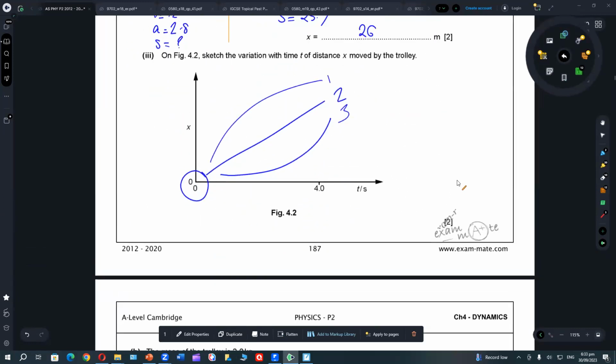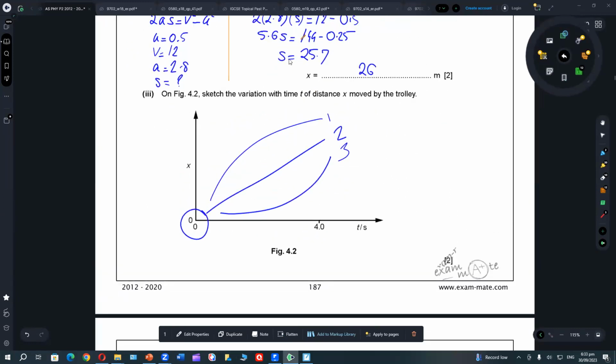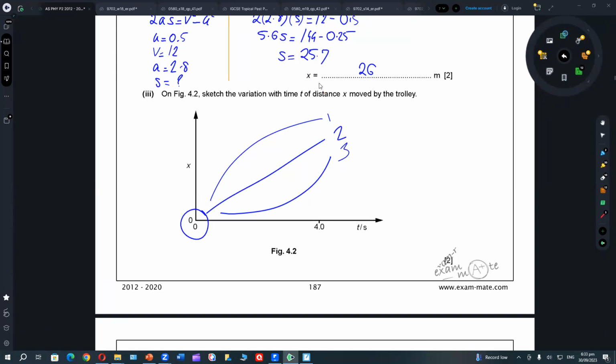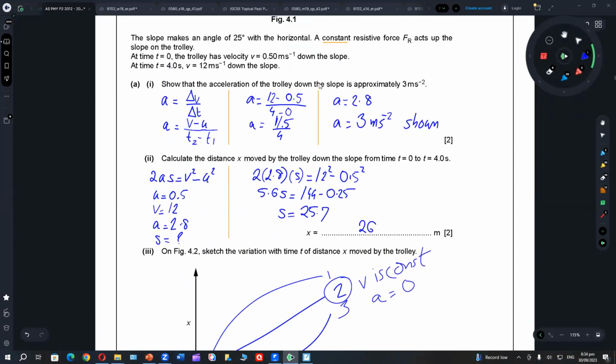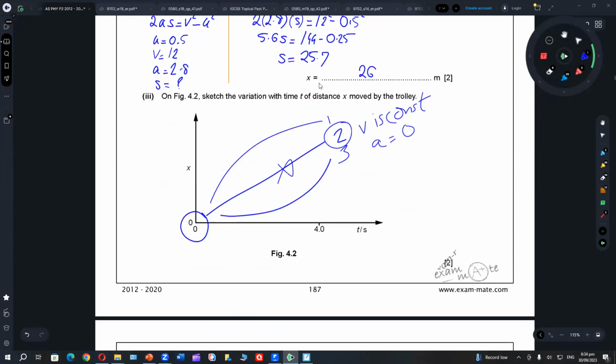Now, if I select number 2, it will mean that resultant force is constant. If I select 2, it means V is constant, acceleration is 0. Option 1, option 2, sorry. Now, it is obvious that the gradient is the main game. Now, I know acceleration is not 0. I have found the acceleration, so I will reject option 2.